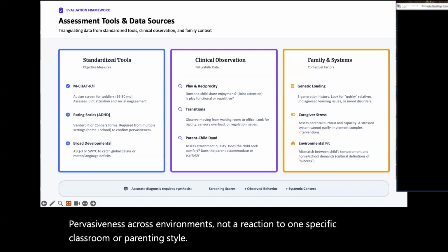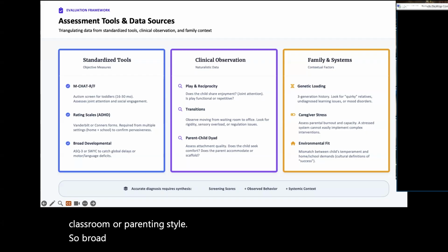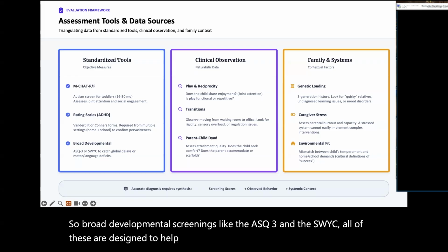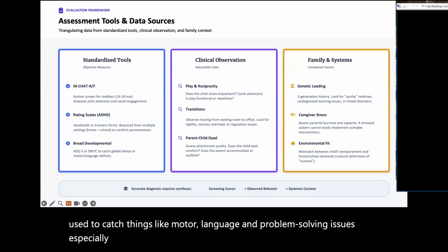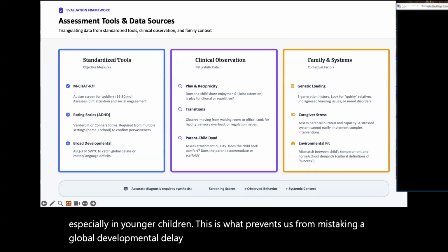So, broad developmental screenings like the ASQ-3 and the SWYC, all of these are designed to help catch global delays. These are things that are used to catch things like motor, language, and problem-solving issues, especially in younger children. This is what prevents us from mistaking a global developmental delay for ADHD or autism.